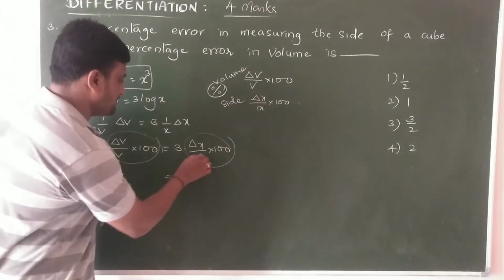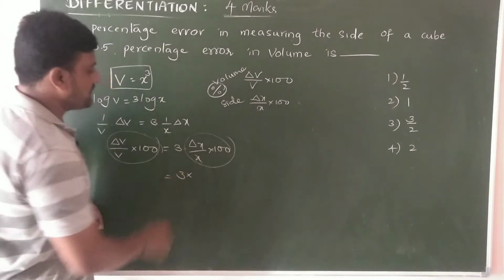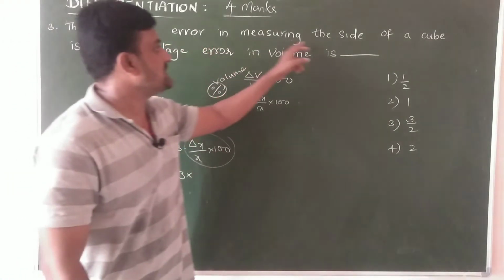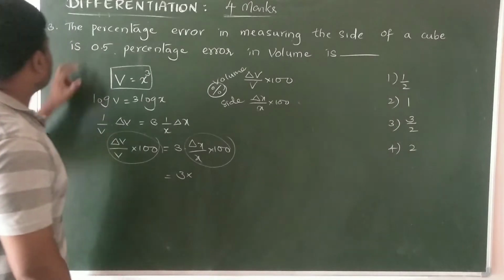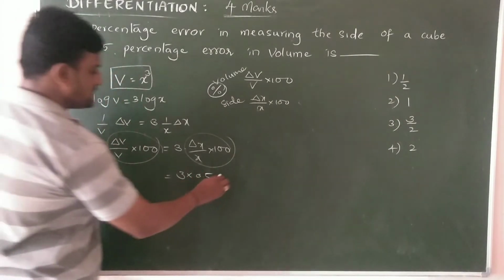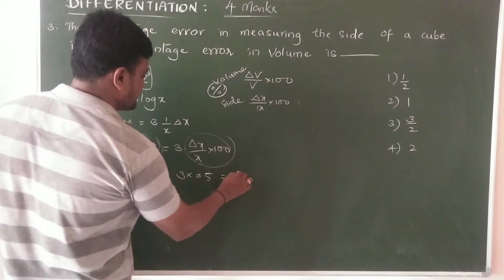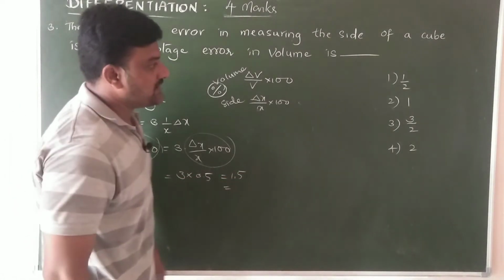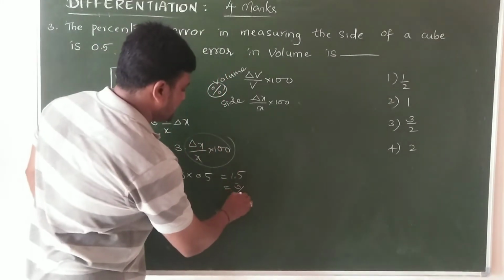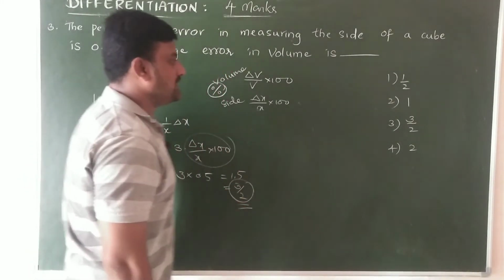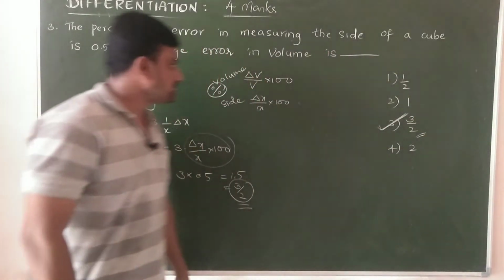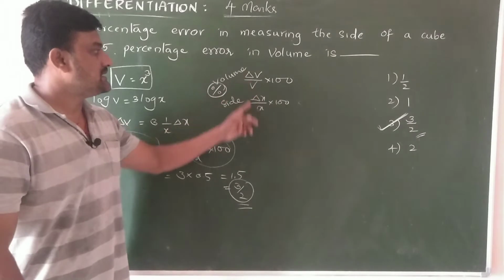Yes or no? Percentage errors, we need this one. So let us do the right side, 3 into delta x by x into 100, already given. The percentage error in measuring the side of a cube is 0.5. So 3 into 0.5 is 1.5. Now is 1.5 there? No. So 3 by 2 is nothing but 1.5. So 3 by 2 is our answer. Option is the third one.